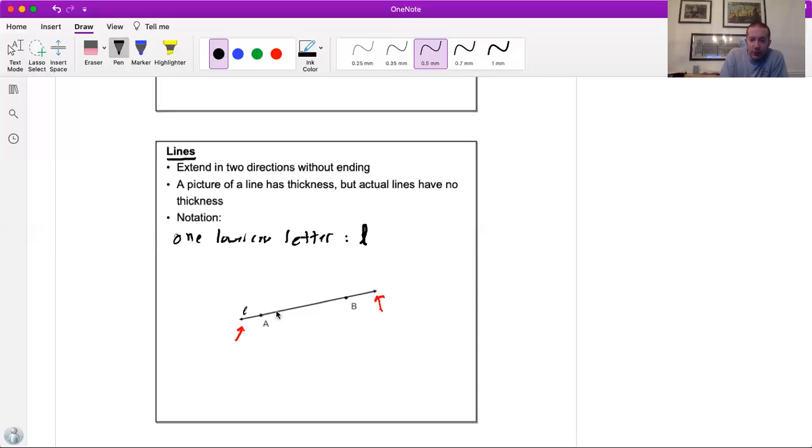And the other way is to do it with 2 points. Any 2 points, there's only one line you can draw through any 2 points. So I could also call this thing, I could do it with 2 capital letters. In this case, that would be A, B. We could say this is called line L, lowercase l, or you could call it line AB.